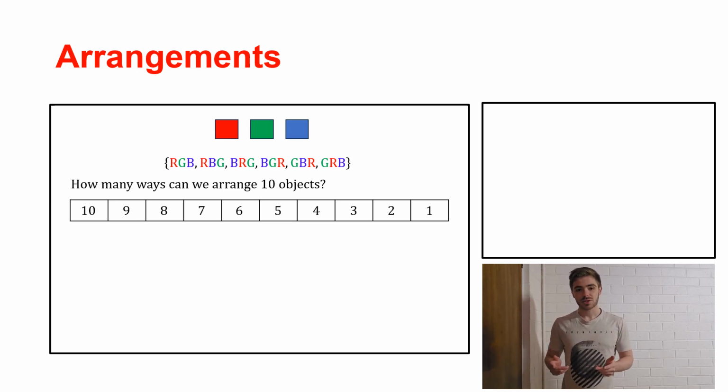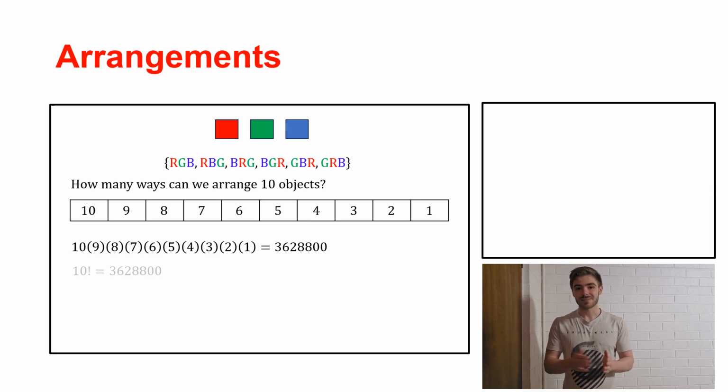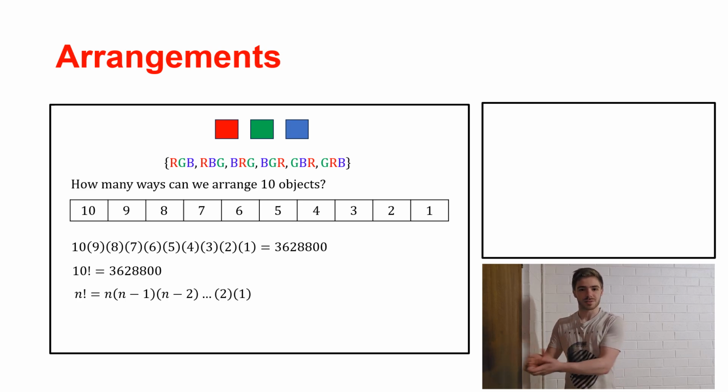We can see that there were 10 choices made in sequence, and so the multiplication principle will apply. This is what's known as a factorial. This particular example can be written as 10 factorial. A factorial simply tells you how many ways n number of objects can be arranged into n number of positions.